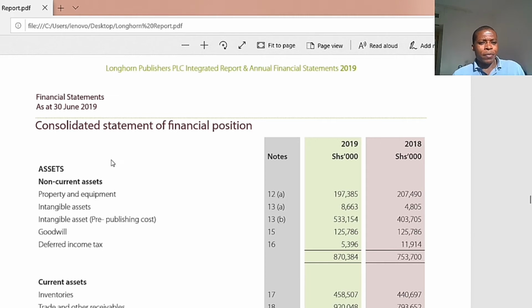So as we said, in the balance sheet, it says our financial statements as at 30th June 2019, consolidated statement of financial position. So let's go to assets. As we said before, it has non-current assets, which has property and equipment. Something to note, you can see there are notes. In any annual report, there are always notes. So when you say property and equipment, you need to go down in the notes and know what kind of property and what kind of equipment.